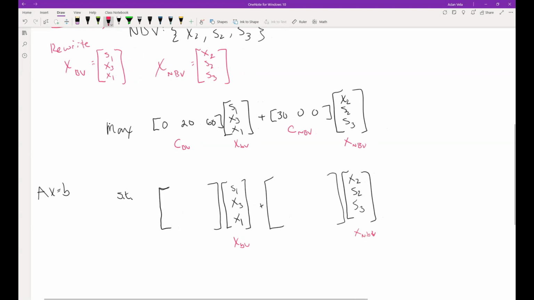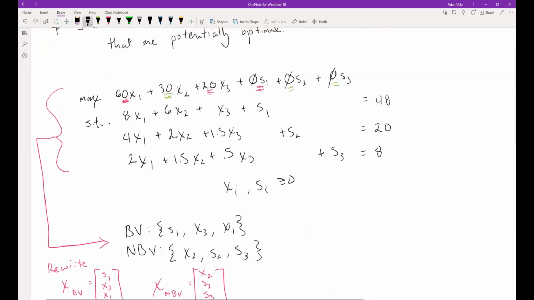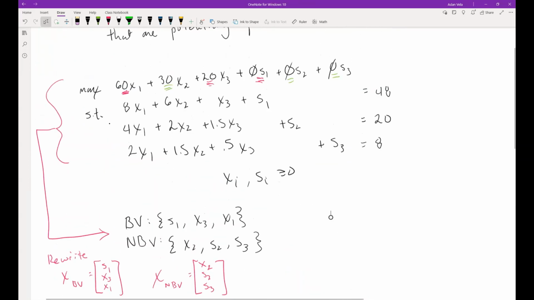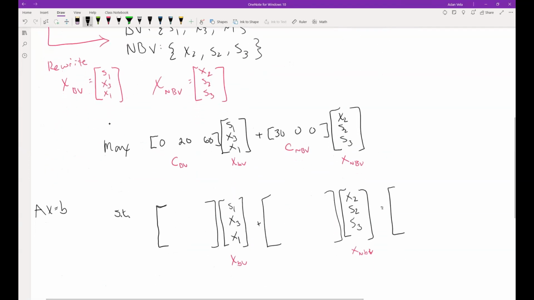Now, we haven't actually changed what the constraint equations are. They're still equal to whatever our B matrix is. So if we go back to the problem, our B vector is just 48, 20, and 8. Okay, so the question is, what goes into these matrices, this A that we end up splitting apart?